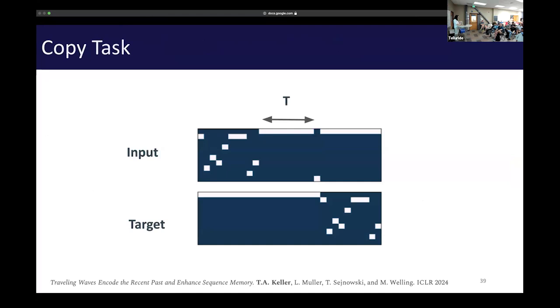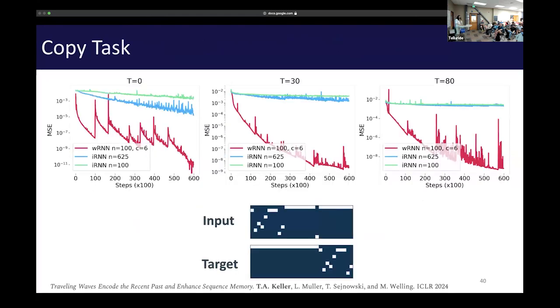So this is the copy task that Terry showed before. I won't kill it to death here, but the basic idea is you have some input sequence. So this is time over here, binary, like 9 or 10 dimensional vectors, and then you have like 10 elements. There's a time delay of t time steps, a go signal, and you have to reproduce that.